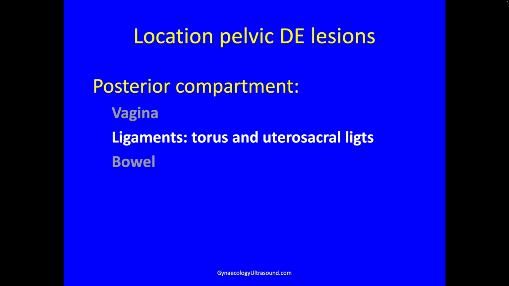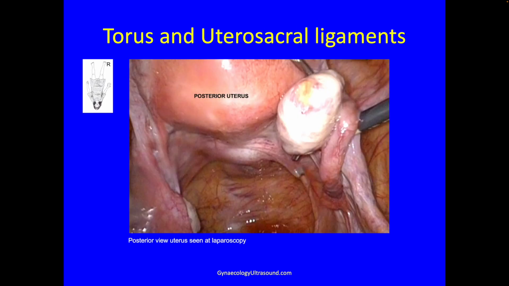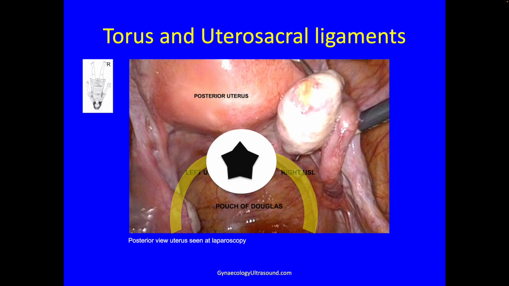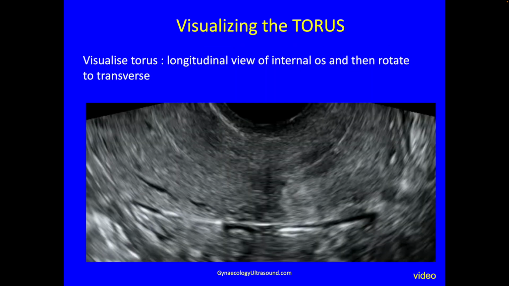Ligaments, torus and uterosacral ligaments. So in a posterior view of the uterus: torus and the uterosacral ligaments. Pouch of Douglas just there. Most of the deep endometriosis nodules are located at the torus. So on ultrasound it is an incredibly important bit of anatomy.